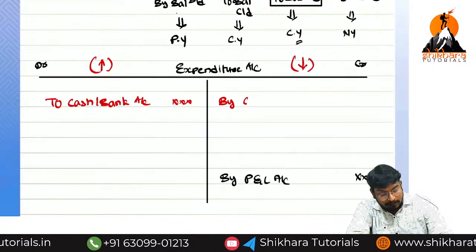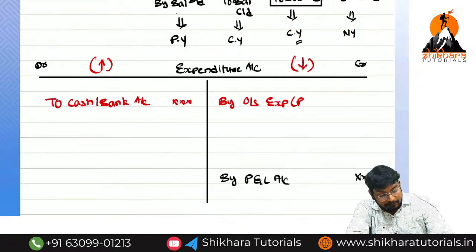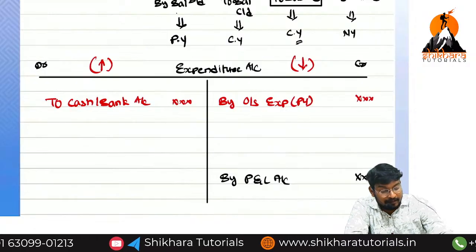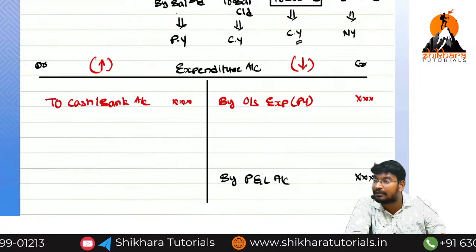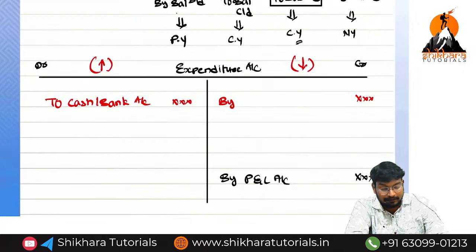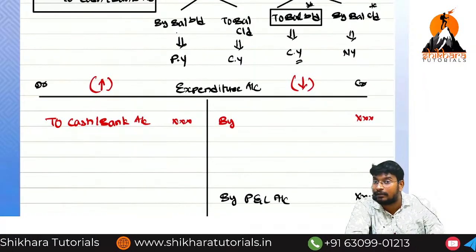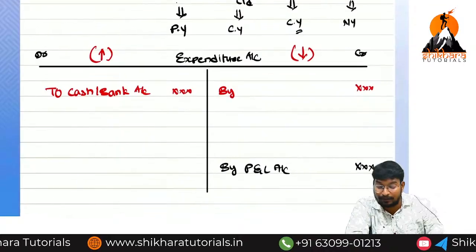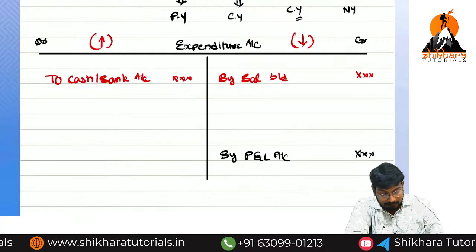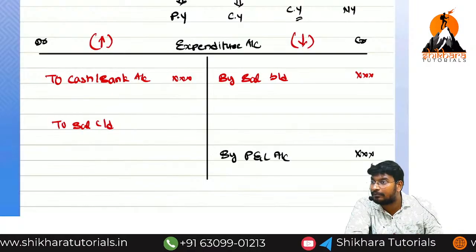By outstanding expenses related to previous year. Related to which year? Previous year. Are you getting the point? Or otherwise what can you write? Previous year means this is an opening balance or closing balance? Opening balance. We can write like this easily. Outstanding means asset or liability? Liability. What is the opening balance? By balance brought down. What is the closing balance? To balance carried on.